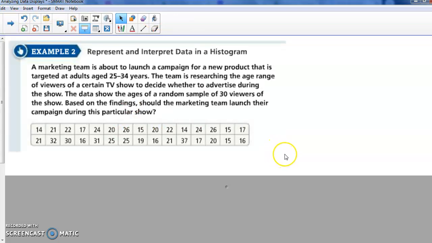So now we're looking at another piece of information that talks about a histogram. Our marketing team is about to launch a campaign for a new product that's targeted to adults aged 25 to 35 years. The team is researching the age range of viewers of a certain TV show to decide whether the advertising works for them. So they have information from 30 viewers below.